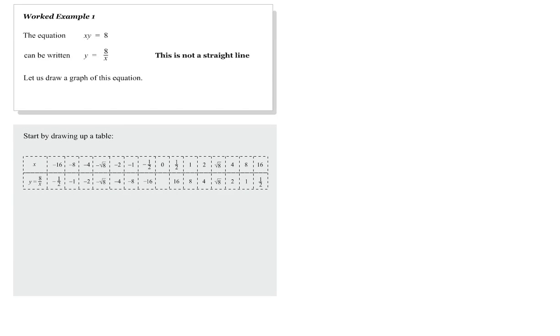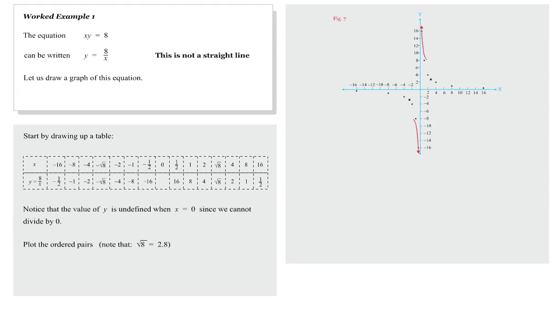To draw this graph, we start by drawing up a table. I chose some values of x to make the division easy, and found the value of y for each value of x. Notice that there is no value of y when x is 0. We cannot divide by 0. Once we have the ordered pairs, we plot them on the graph, and then join them with a smooth line.